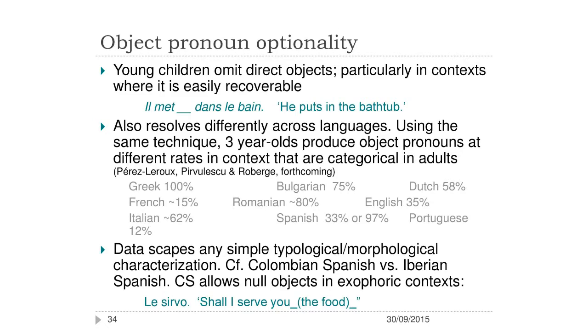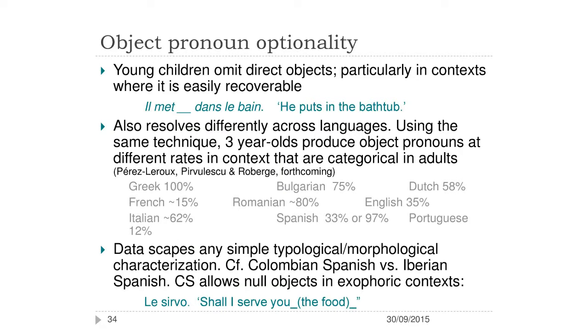In object pronouns, we see a crazy divergence. So the children, again, at age 2, 3, you might hear them say things like that. He puts in the bathtub, so he puts the toys in the bathtub, and the content of the object is left empty. And across languages, object pronouns can be realized in 3-year-olds as little as 12% in obligatory elicited contexts, so this is in experimental settings, or as much as 100%, and you have the whole gamut.